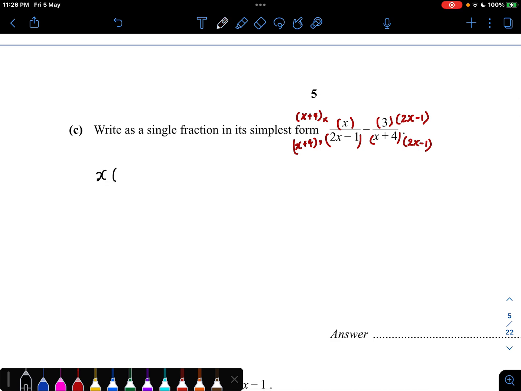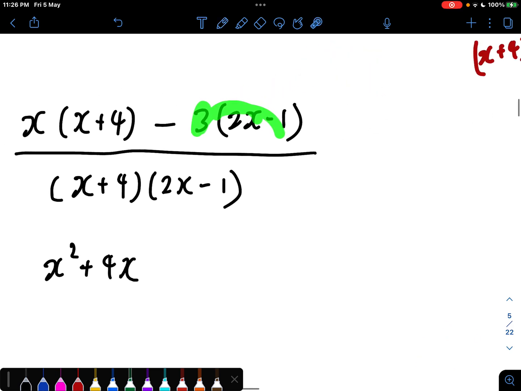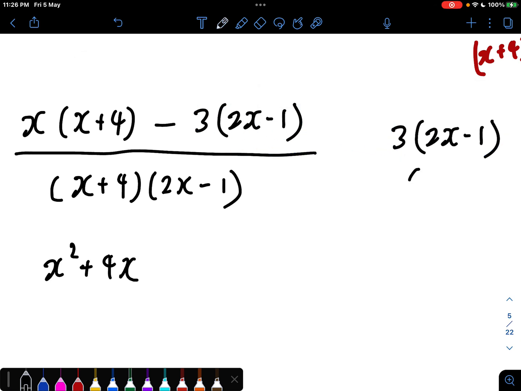Good. Now that you have this, you can just write it down nicely. So x times (x plus 4) minus 3 times (2x minus 1), all divided by (x plus 4) times (2x minus 1), which is, it's an expression, which is itself. Okay, now we just multiply in, you get x squared plus 4x. This one, 3, I'll multiply in first. Maybe I'll do it at the side to save some space. This guy, if I multiply out, I get 3 times 2, 6x, and 3 times negative 1 is minus 3.